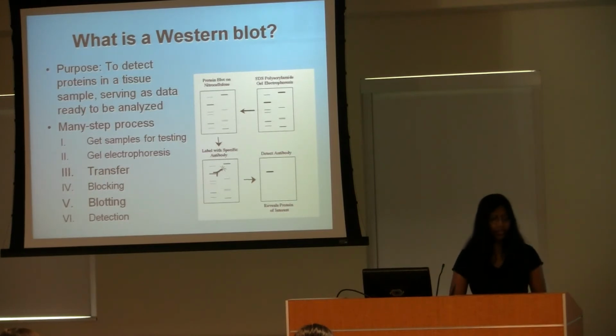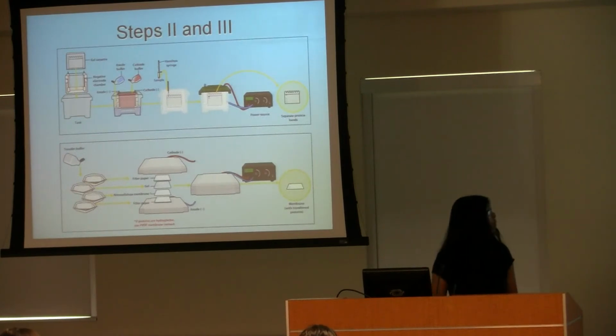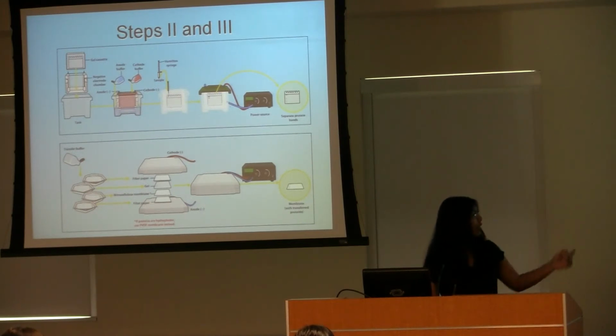And that's basically just a diagram of the steps. The first diagram is of the gel electrophoresis. That's a really good, actually, picture of what it looks like. And at the end, you can see the gel. And then on the other diagram, that's the transfer. So that's when the gel goes onto that membrane.